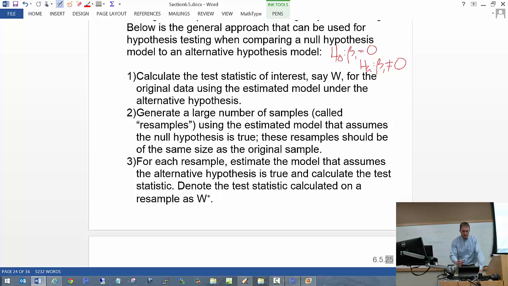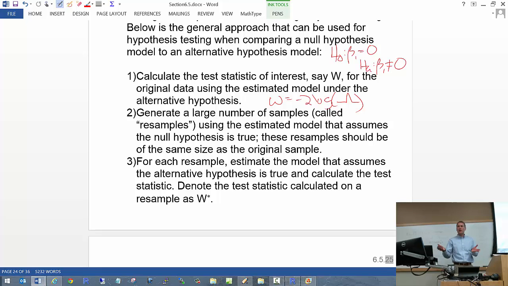Well, maybe, how about we set W equal to -2 log lambda. Okay? Your usual test statistic that you would use for a likelihood ratio test. I'm not going to use a chi-square approximation to it, but I can still use the test statistic. Then, generate a large number of samples, which are called resamples in bootstrap terminology, using the estimated model that assumes the null hypothesis is true. These resamples should be of the same size as the original sample.